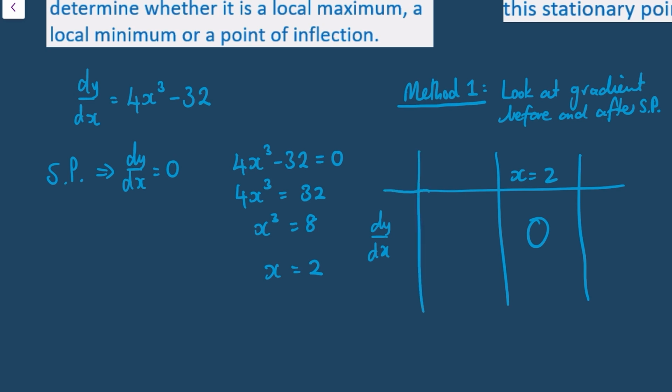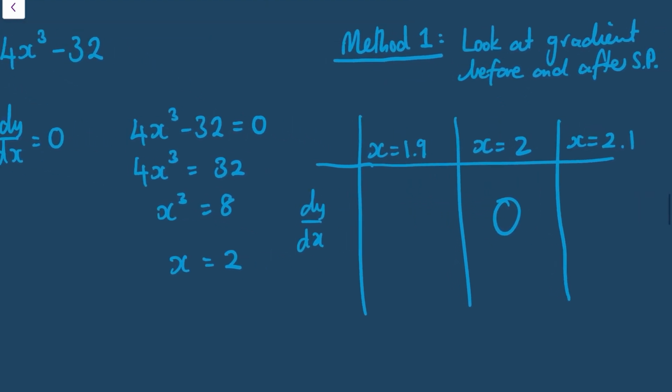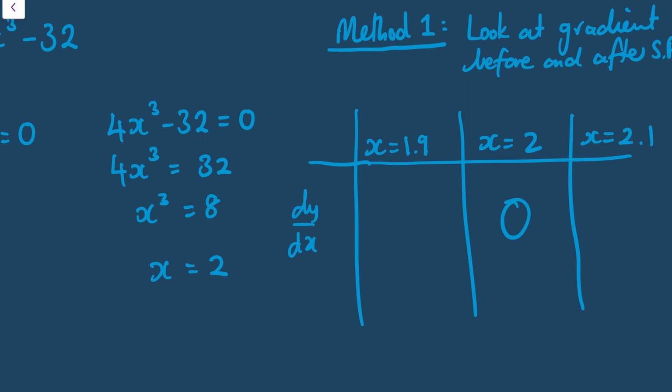Okay. So I pick a value just before, so let's say 1.9 or 1.99. And I pick a value just after, let's say 2.1 or 2.01. It does matter, but the examples we look at will just assume that 1.9 and 2.1, before and after, won't change. So when I calculate the gradient for 1.9, I'm going to sub x equal 1.9 into dy by dx.